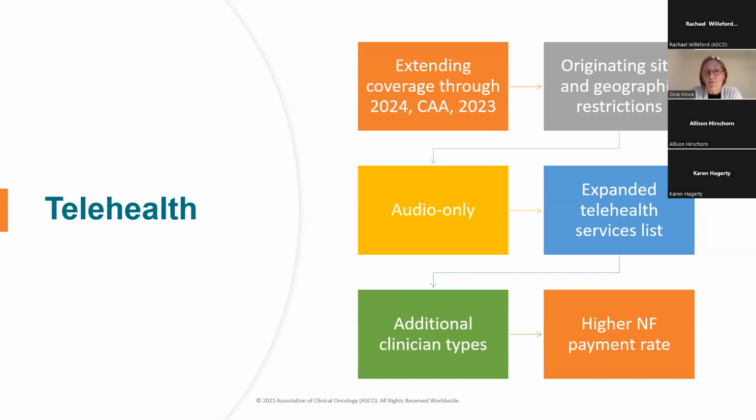So the first one is the originating site and geographic restrictions, meaning that a patient can receive telehealth in their home. They do not have to travel to a distant site to receive telehealth. And it doesn't matter where in the country you are located, anyone, anywhere can use telehealth. You don't have to live in certain designated rural areas. If a patient doesn't have access to audio and visual technology, CMS will continue to reimburse audio-only services. So those services that are on the Medicare telehealth services list will be reimbursable as an audio-only service through the end of 2024.